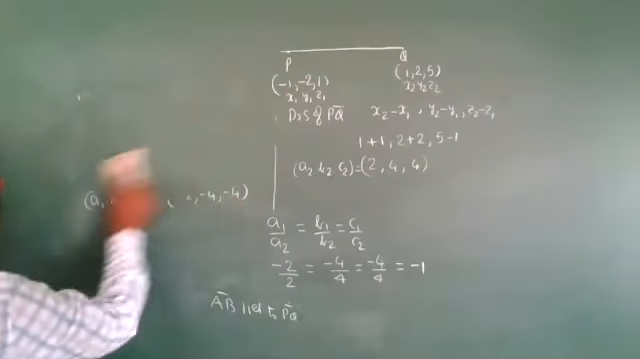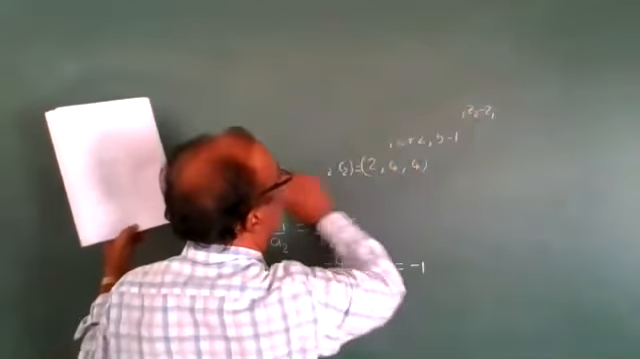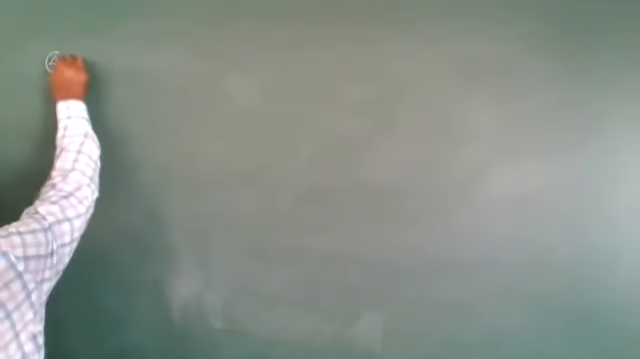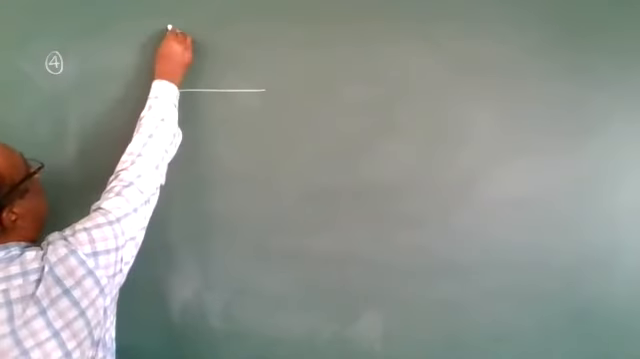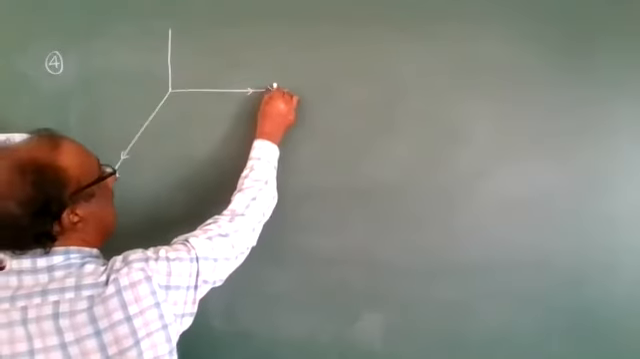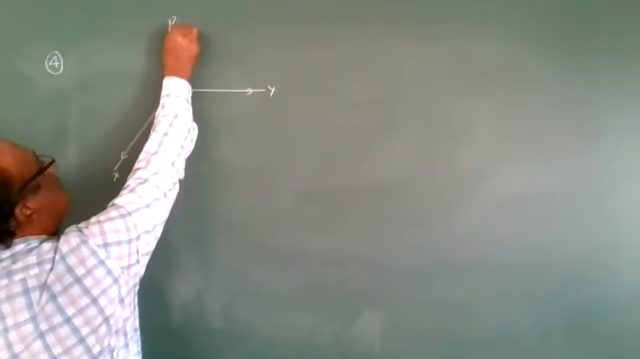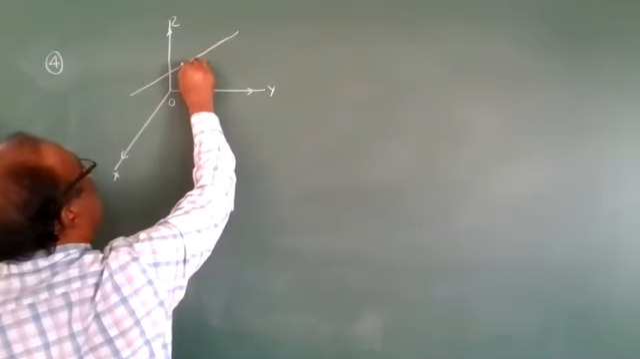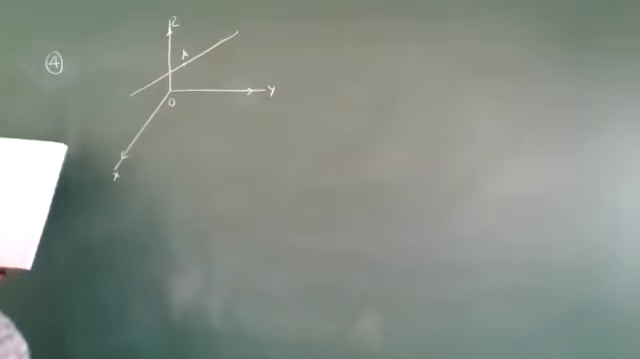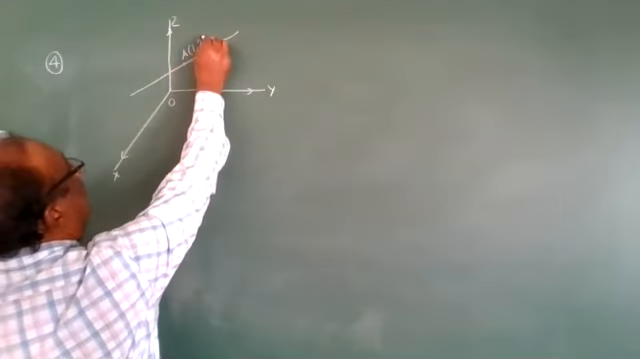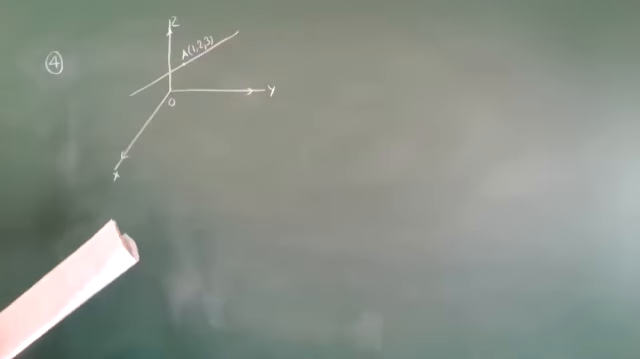Fourth problem. Everyone go through the fourth problem. What is the fourth problem? There is a three-dimensional axis, with x-axis, y-axis, and z-axis. One line is passing through the point A. A point is given. What is given? A point is 1, 2, 3. Components are given. We can write the vector form.